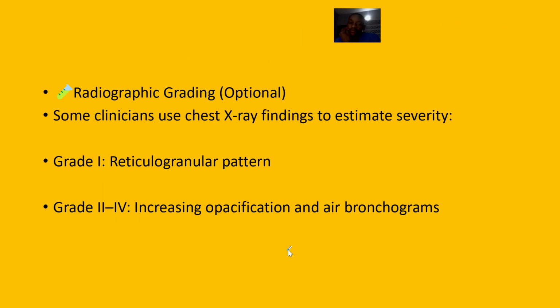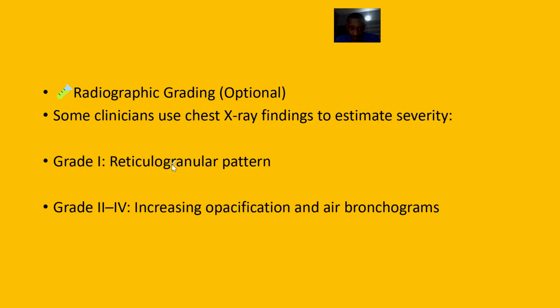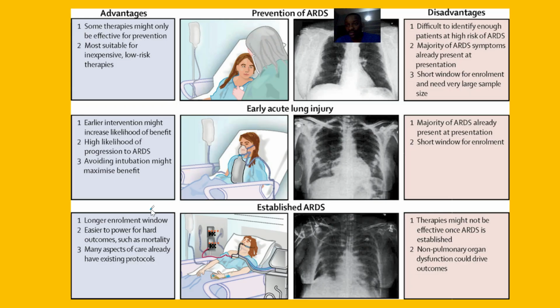Radiographic grading is a way they can grade it based on what you see on x-rays. Grade 1 has reticulogranular patterns on the x-ray. I didn't bring the x-ray showing that, but it's fine, we'll do a different video on it. Grades 2 to 4 show increased opacity and air bronchograms.